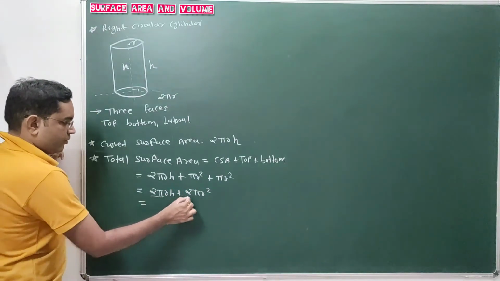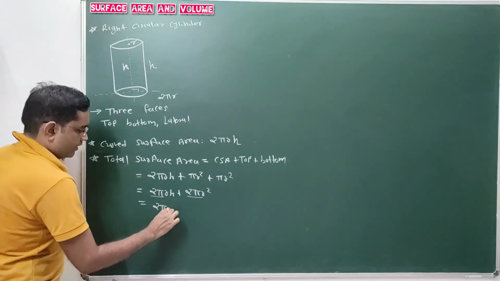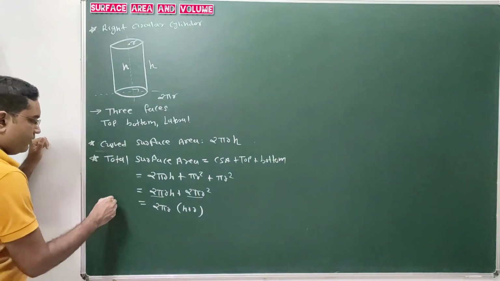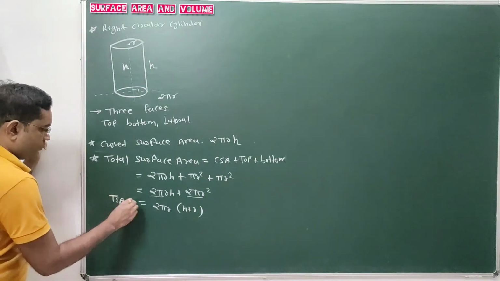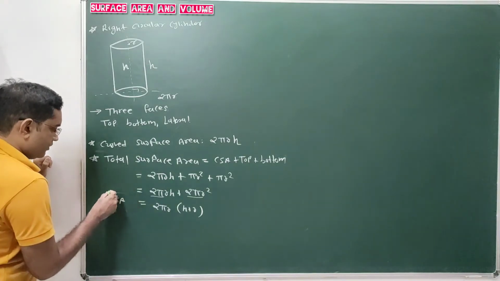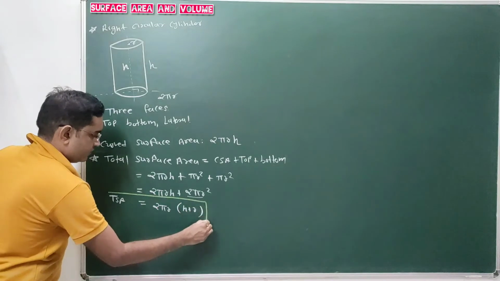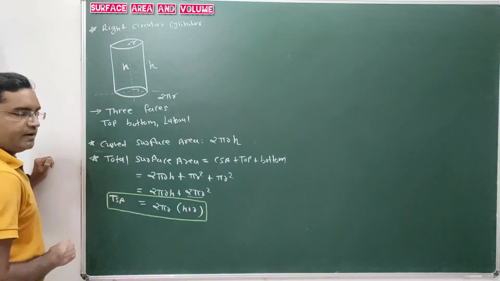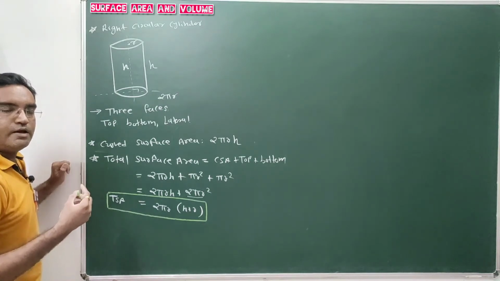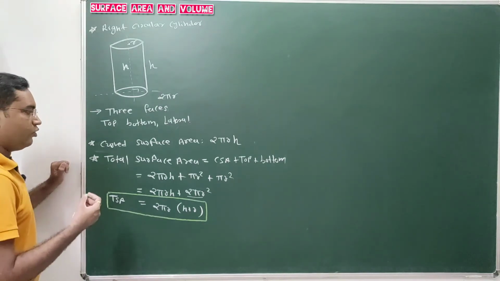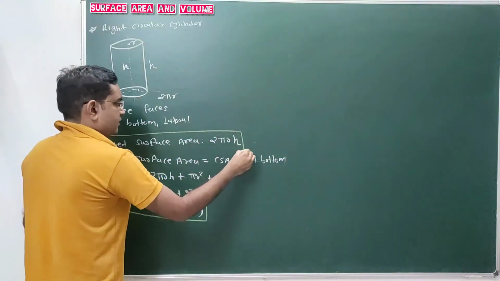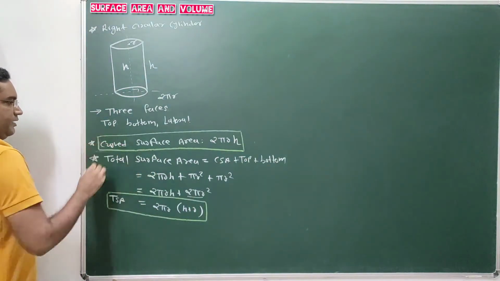Here we can take 2 pi r as common. So 2 pi r common, remaining parts are h plus r. So this is the formula of total surface area of a right circular cylinder. Total surface area of a right circular cylinder is 2 pi r bracket h plus r. h is the height of the cylinder, r is the radius of the bottom part, or we can say top part. Done. Curved surface area CSA is equal to 2 pi r h.